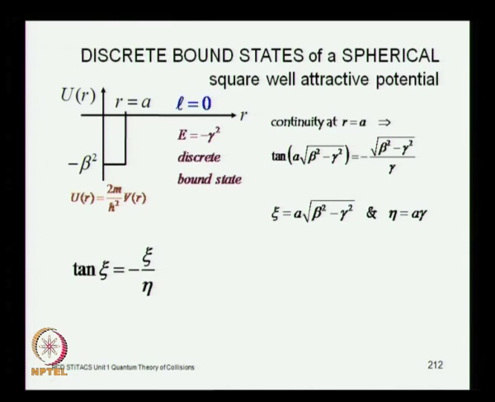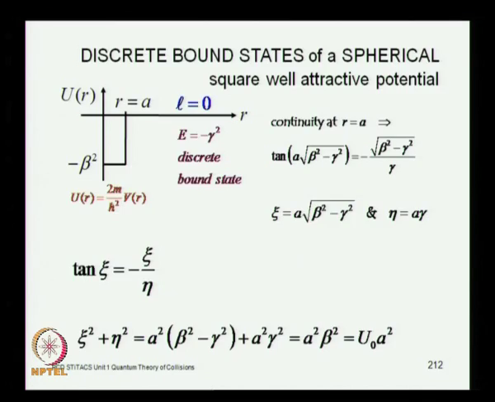So, your equation, tan theta equal to minus this angle over gamma, can be written as this ratio, xi over eta. If you look at the relationship between xi and eta, then xi square plus eta square becomes equal to a constant, which is determined completely by the properties of the potential. A is the range of the potential and u0 is the depth.